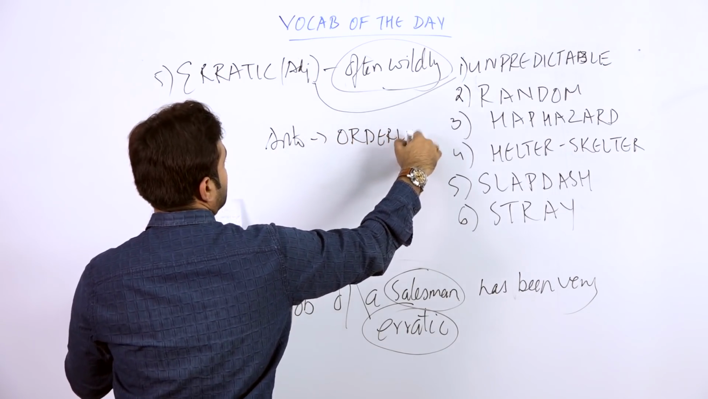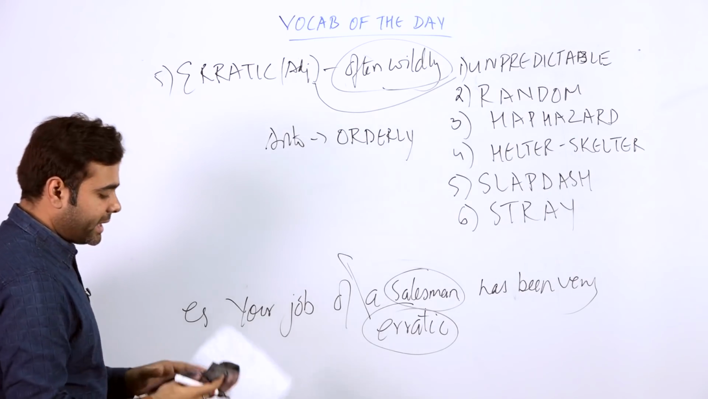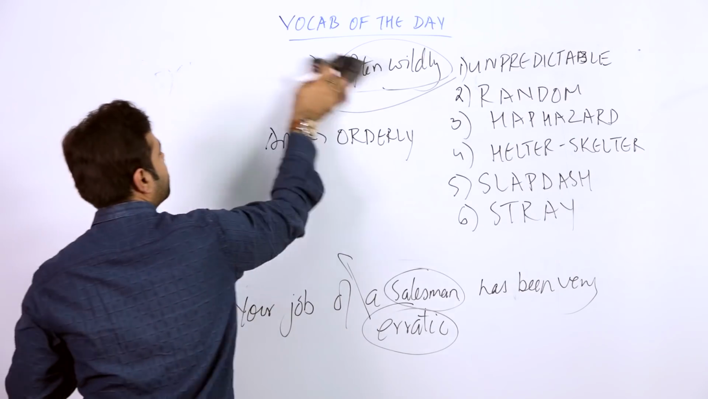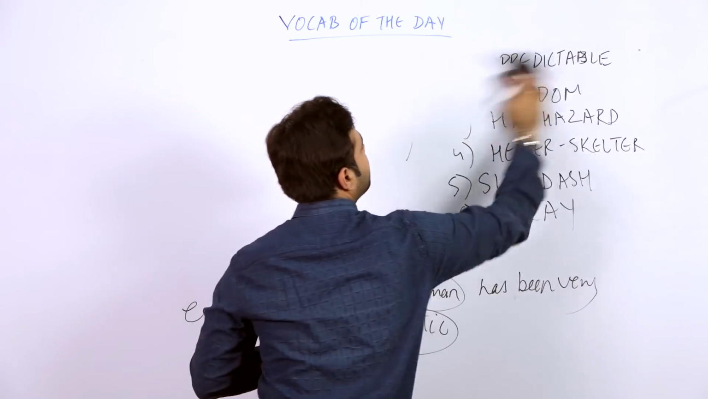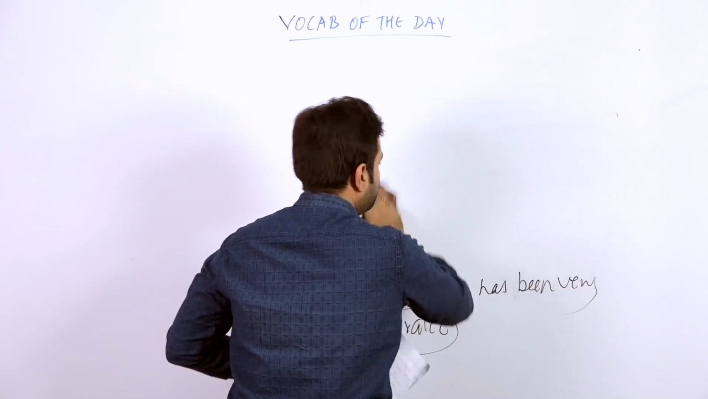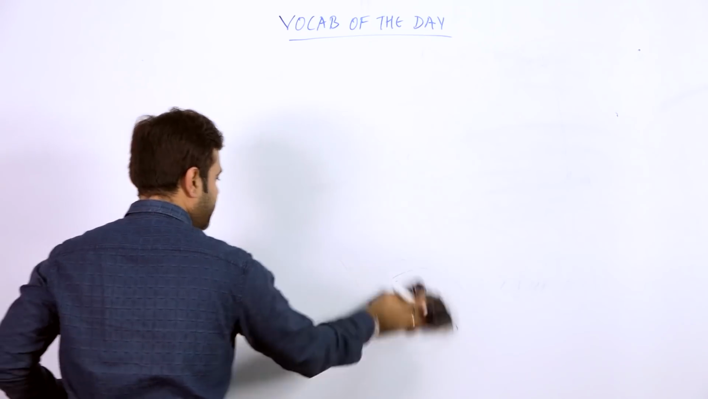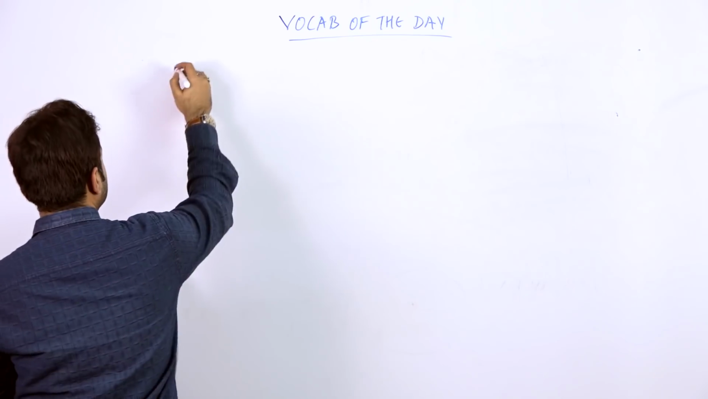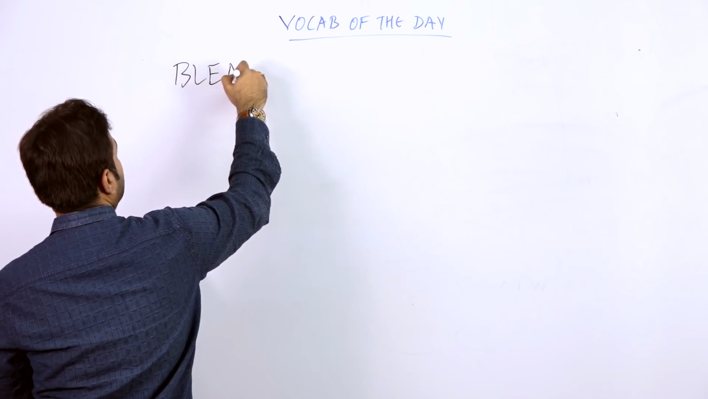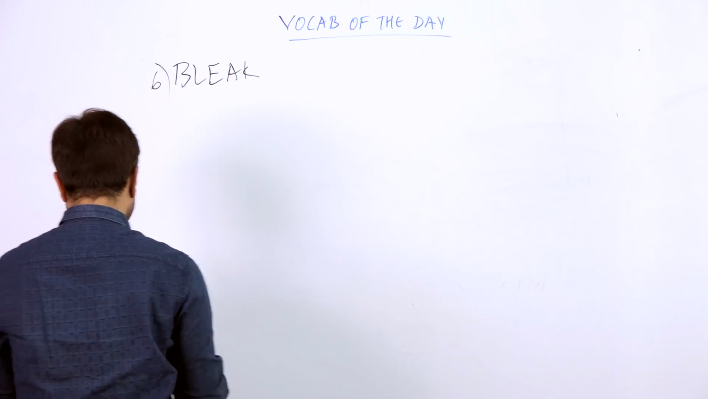Orderly. Fine. Let's proceed to the next word. The next word that we are going to discuss is the 6th one. I hope every word is clear, students. Now the 6th word is bleak. B-L-E-A-K, bleak. This is the 6th one.